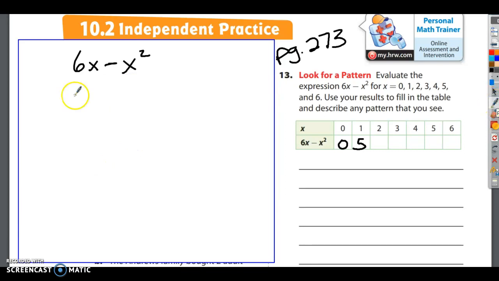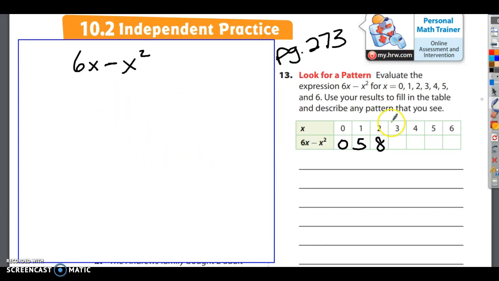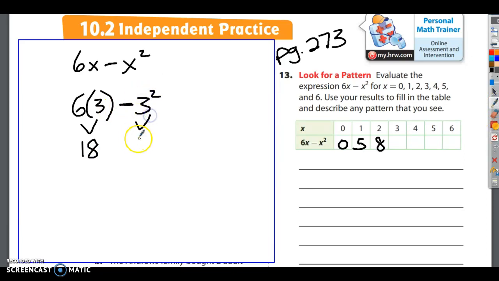If you think you can do this, go ahead and hit pause and then use the video to check your answers. 6 times 2 is 12. And 2 squared is 4. And 12 minus 4 is 8. And I've got number 3. 6 times 3 is 18. Minus 3 squared, 3 squared is 9. 18 minus 9 is 9.